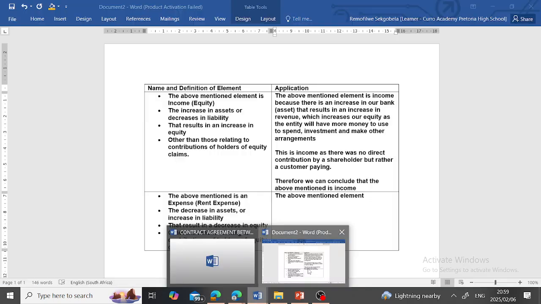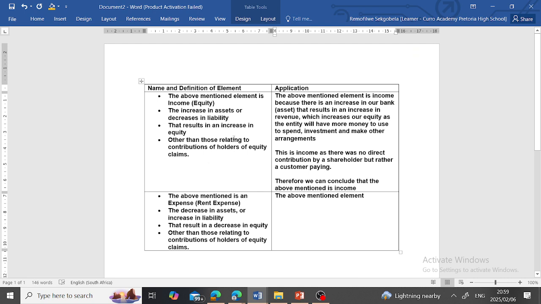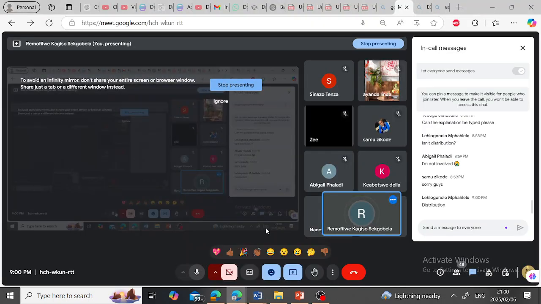Let me see what I said here. Other than those relating to contributions. Is it distributions? It could be. But it also could be distributions, because distributions would be dividends, but contributions would be capital contribution. What is the actual definition in the textbook? Is it contribution or distribution, guys? Confirm for me. Distribution. Okay.